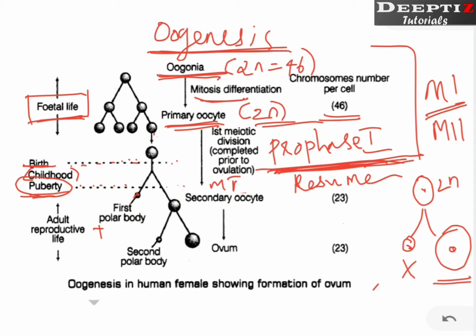So what happened here? The primary oocyte started meiotic division when it was in the fetal life. Now it got arrested at prophase 1.